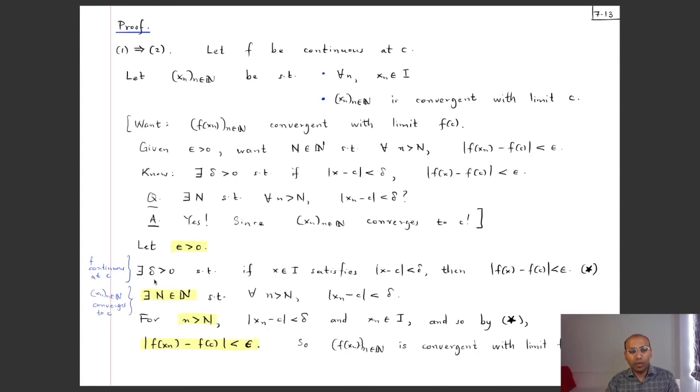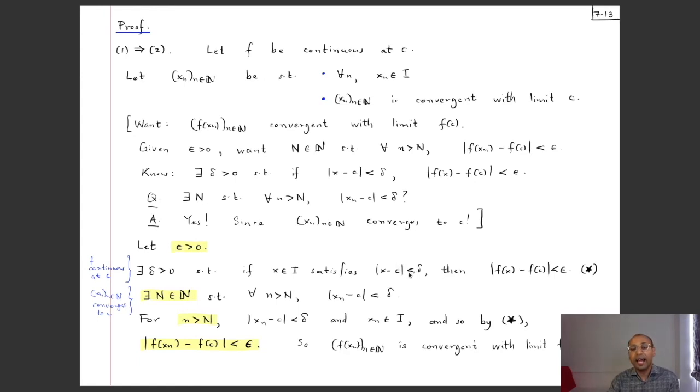Okay, I have this delta positive and I know that the sequence xn converges to c. So for this distance delta positive, I know that there exists an index capital N such that beyond that index the distance of the nth term to the limit, which is c for this sequence xn, is less than delta. So for little n bigger than capital N, I know that mod of xn minus c is less than delta. So I have got an xn which is in I, all the xn's are in I, which satisfies this. You see, the mod of xn minus c is less than delta. So I know that this is true.